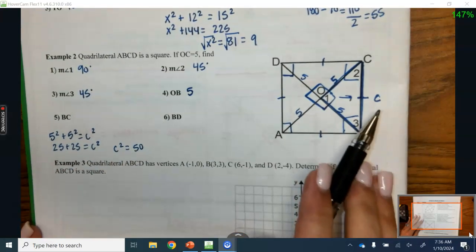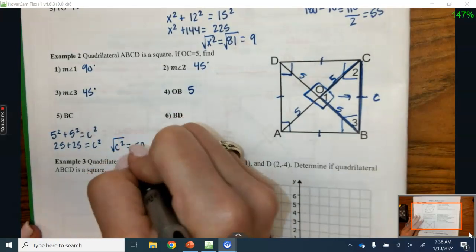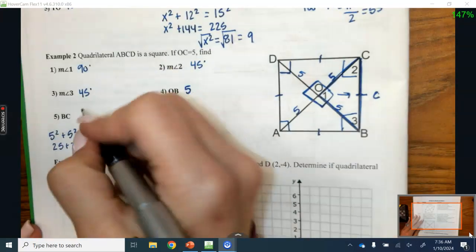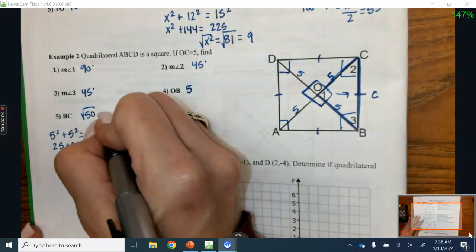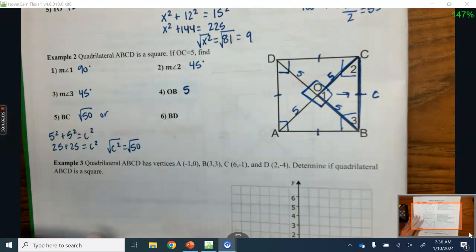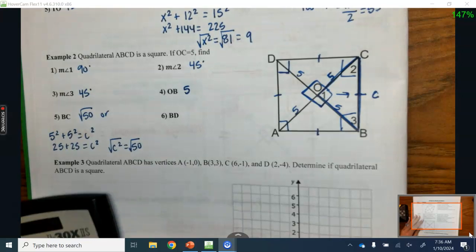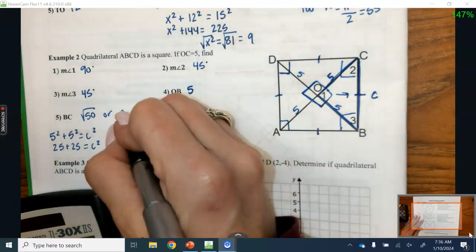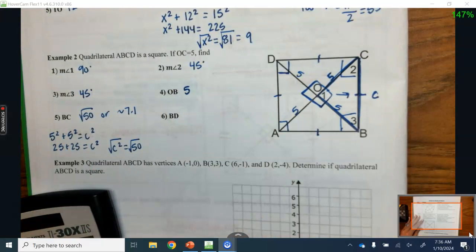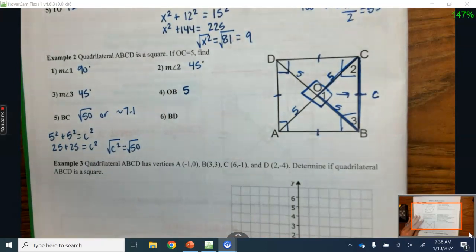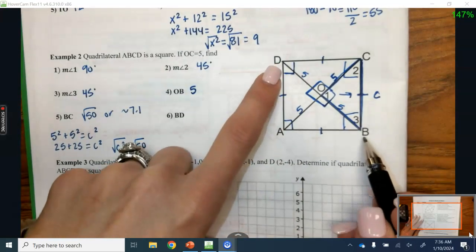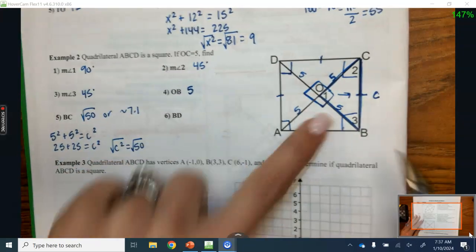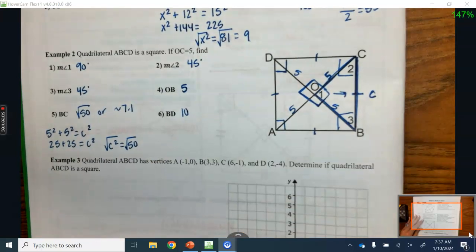I just want C, right? I've got to take the square root. So for now, you can leave this as the square root of 50, or you can provide a decimal. When we get to chapter 8, we will be simplifying radicals, but the square root of 50 as a decimal is approximately 7.1. Okay, and then BD is one of our entire diagonals, right? So 5 plus 5 gets me 10.